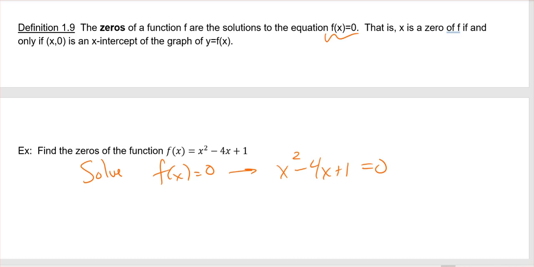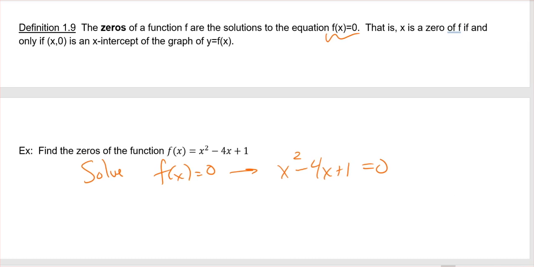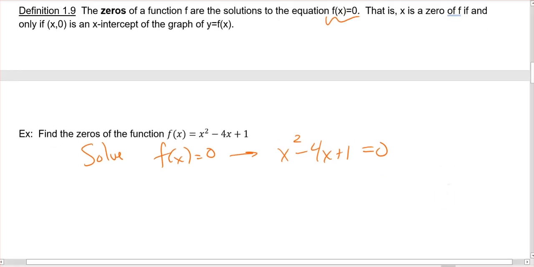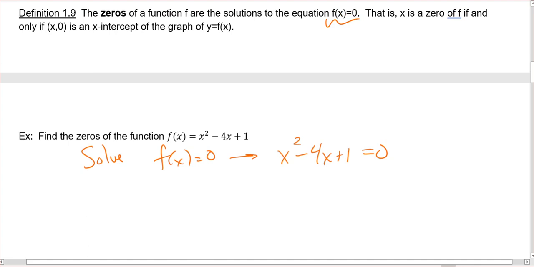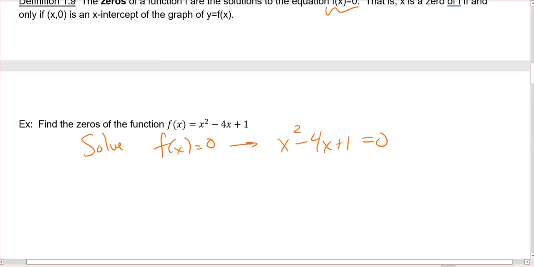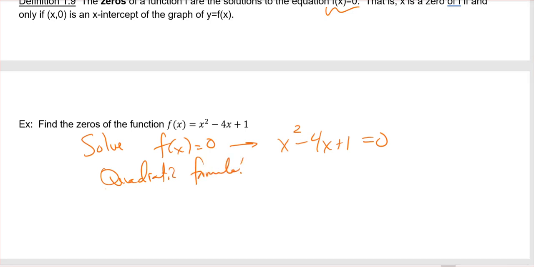Okay, so we can do that. If we've got a quadratic function here, we have a couple different methods that we can use. We would first try to factor this, but we know that there are no two factors of 1 that are going to add to be 4, so that's not going to work out for us. So we're going to need to use the quadratic formula. So we recall that if we have anything of this form, then we can immediately spit out the solution.